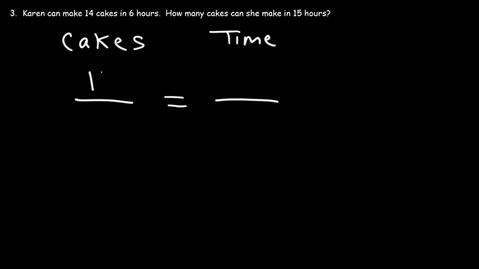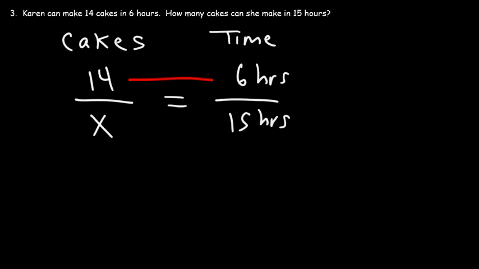So she can make 14 cakes in 6 hours. So how many cakes, which means x, that's what we're trying to solve for, can she make in 15 hours? So all of the information associated with time is on the right side, and the information associated with cakes is on the left side. And since 14 cakes correspond to 6 hours, these two things are on the top of the fraction. The other stuff has to be on the bottom.